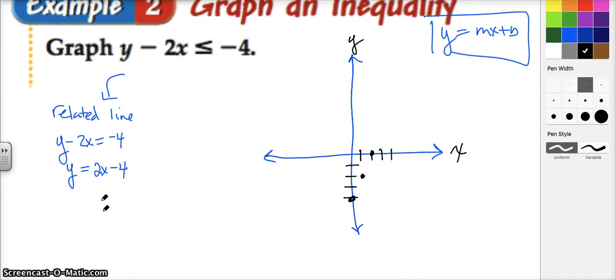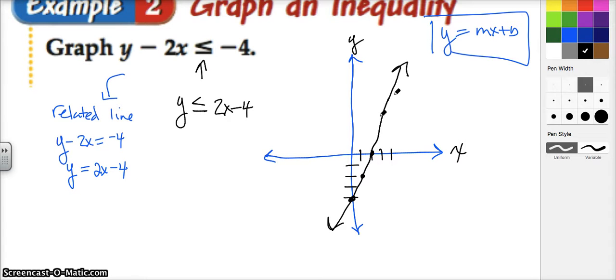Now that I've graphed or started graphing the related line, I have to ask myself, will this be a solid line or a dotted line? Because this inequality, I'll write it down, y is less than or equal to 2x minus 4, just moving that 2x over to the other side. Y is less than or equal to 2x minus 4. This tells me I'm going to have a solid line. So this line should be solid and not dotted because y can be less than or equal to.